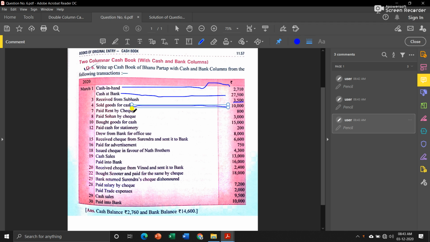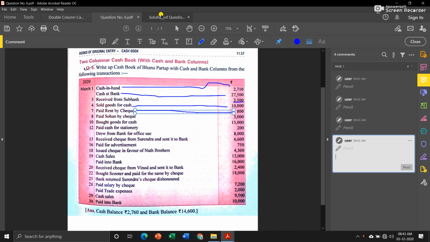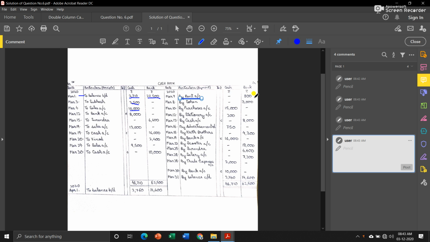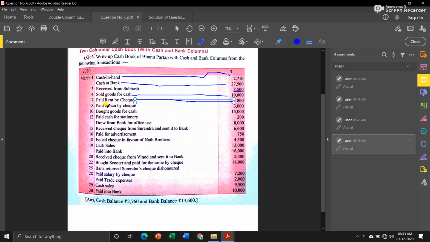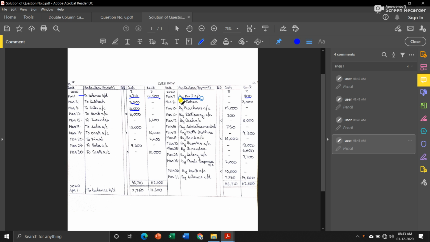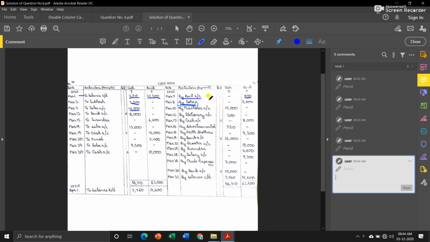Then next is paid rent by check, meaning for paying rent we issued a check of rupees 800. So on the payment side, we will write "By rent account", and since we issued a check, money will be deducted from our bank account, so bank is the giver of money, so we will record 800 in the bank column. Then next is paid Sohan by check, meaning we paid Sohan a check of rupees 3,000. That means money will be deducted from our bank account, so we will write on the credit side "By Sohan" in the bank column 3,000.